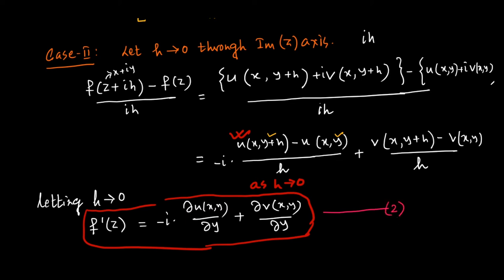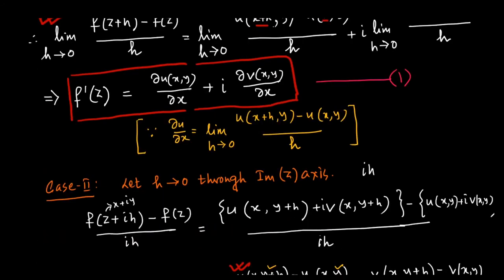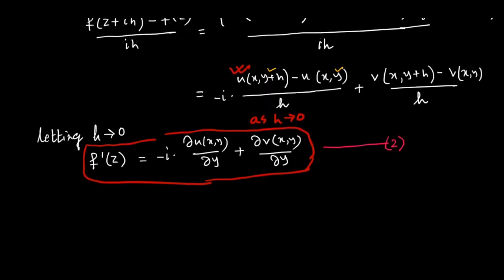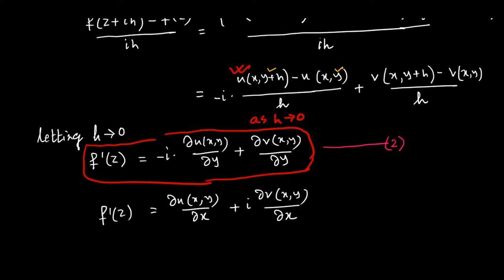Now can you tell me what I get from equation number 1 and equation number 2? So this is my equation number 1. F prime z is equal to del u del x plus i del v del x. If I write equation number 1 again, it will be easy for us to compare. F prime z we got as del u x y del x plus i into del v x y del x. This was my equation number 1. So essentially, you can see since the function is analytic, F prime z will have a unique value.